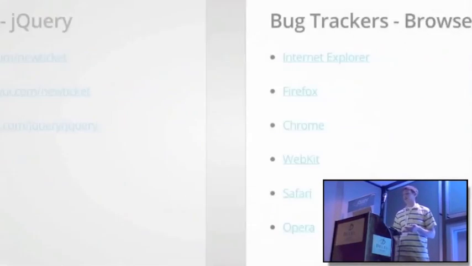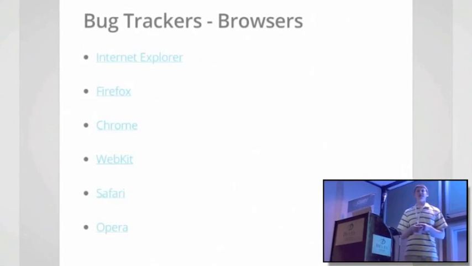If you found a browser bug, all the major browsers have some means of submitting bug reports. Some of these, like IE's and Safari's and Opera's even, aren't open to the public, but you can still submit them information. And then Firefox and Chrome are completely open. You can see open bugs and such.